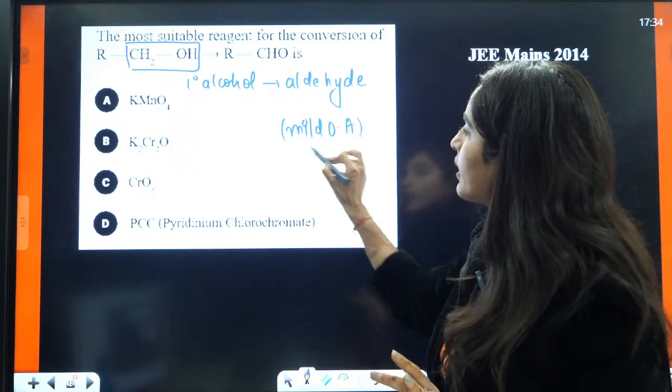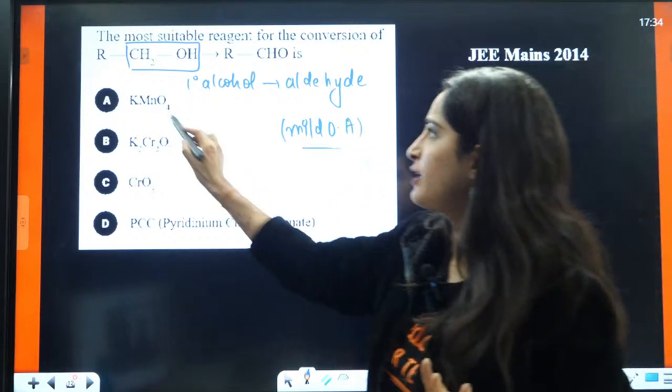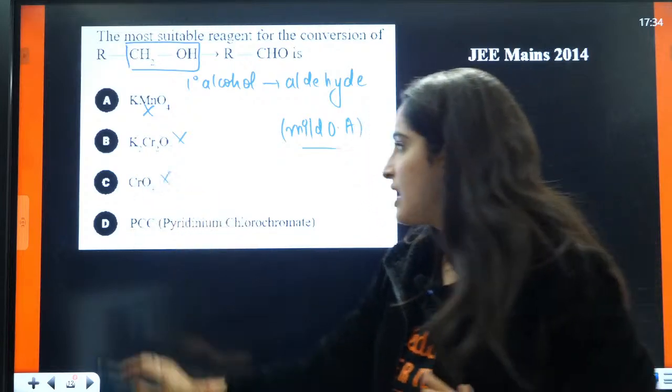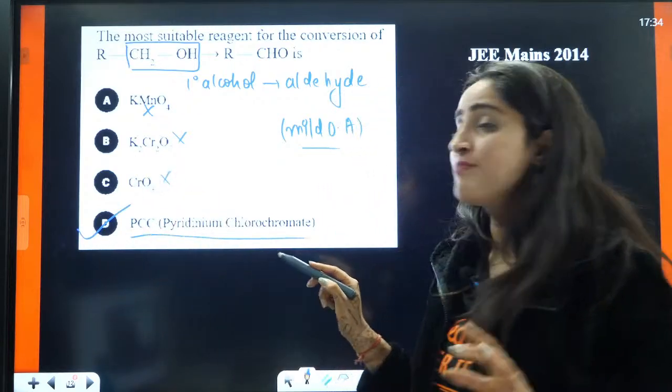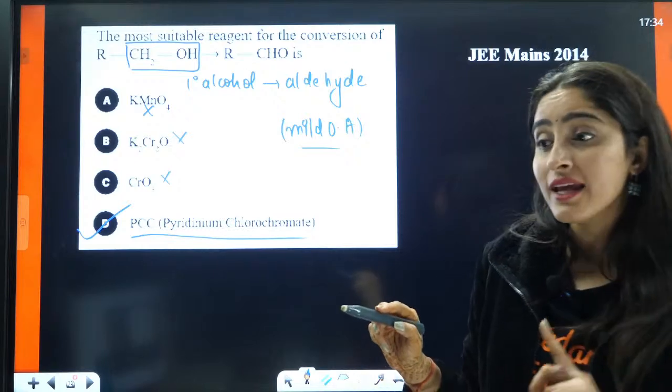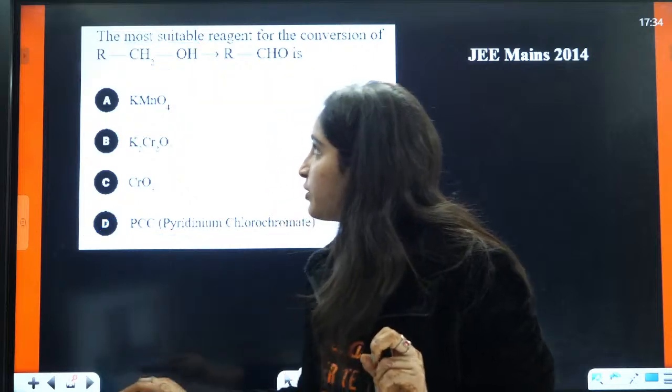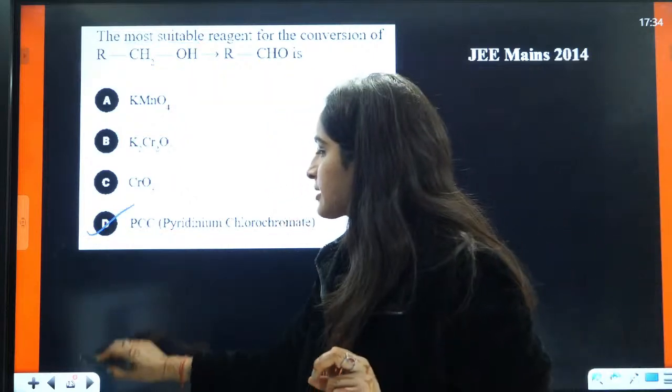Now, which of the following is a mild oxidizing agent? Definitely not KMnO4, not K2Cr2O7, not CrO3. PCC is your mild oxidizing agent. So, D is going to be the correct answer. Very good. Right, D is going to be the correct answer.